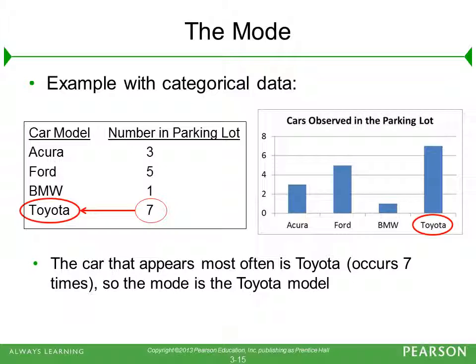So if the data is categorical data, the mode is significant if you're counting different colors or different objects, which object or which color is most popular.